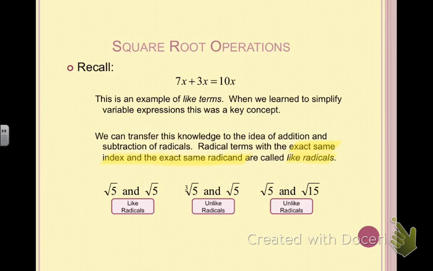The square root of 5 and the square root of 5 are like radicals because they are both square roots and the radicand is 5 in both. The cube root of 5 and the square root of 5 are not like radicals because although they have the same radicand, 5, they have different indices. One is 3 and the other is 2. The square root of 5 and the square root of 15 are not like radicals either because although they have square roots, they have different radicands. One is 5 and the other is 15.